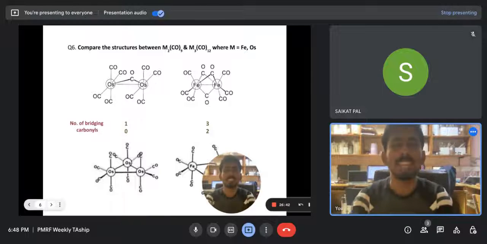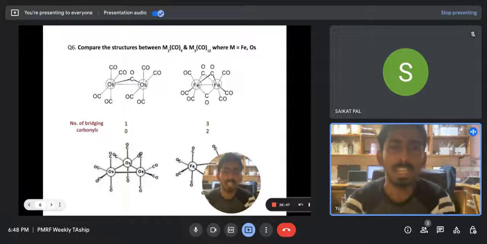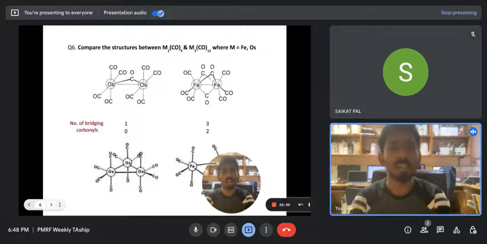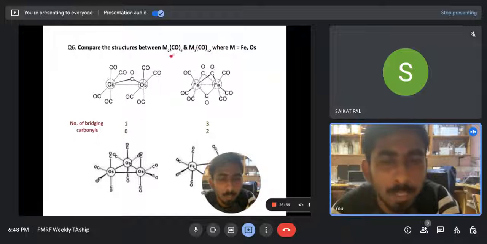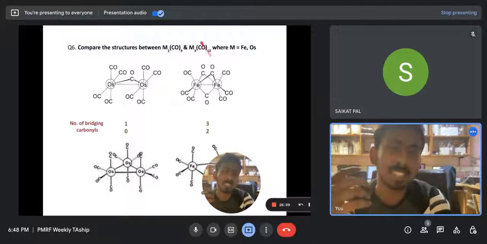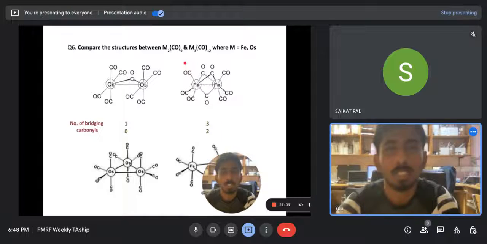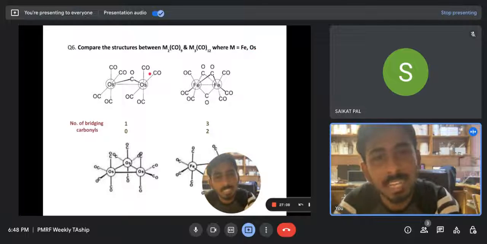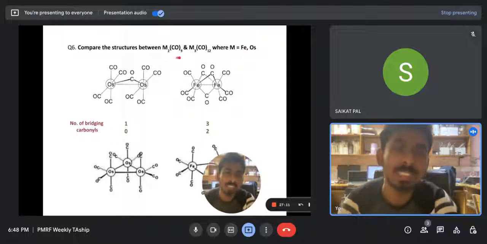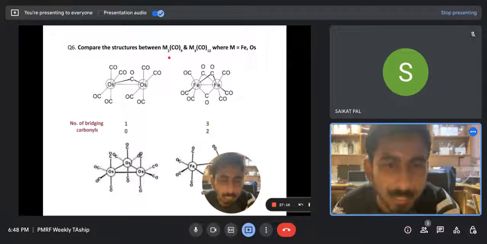Now we come to the next slide, where we have to compare the structures of M2(CO)9 and M3(CO)12, where M is iron or osmium. Between the two M2(CO)9 species we have to predict the structure, and between the two M3(CO)12 species we have to compare the structures. In the first case, M is iron or osmium, both of which are d8 systems. So 8 into 2 is 16 plus 9 into 2 is 18. So 18 plus 16 is 34.